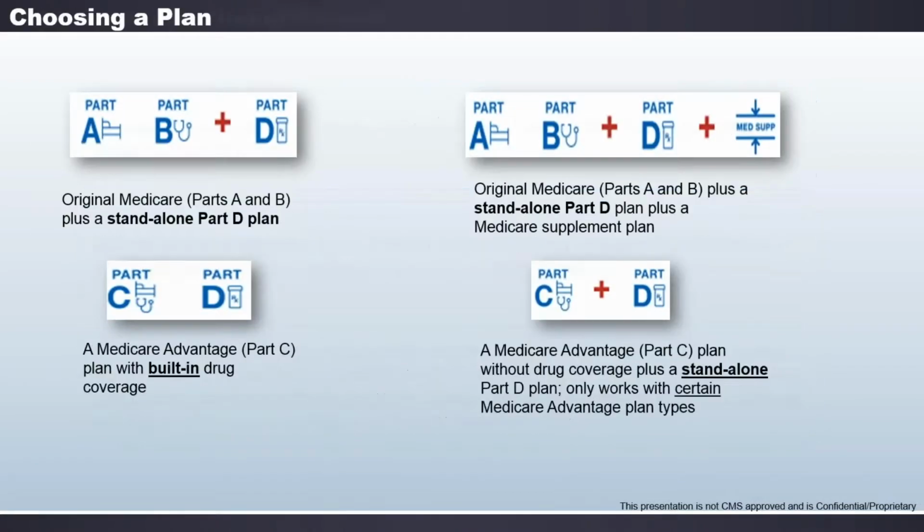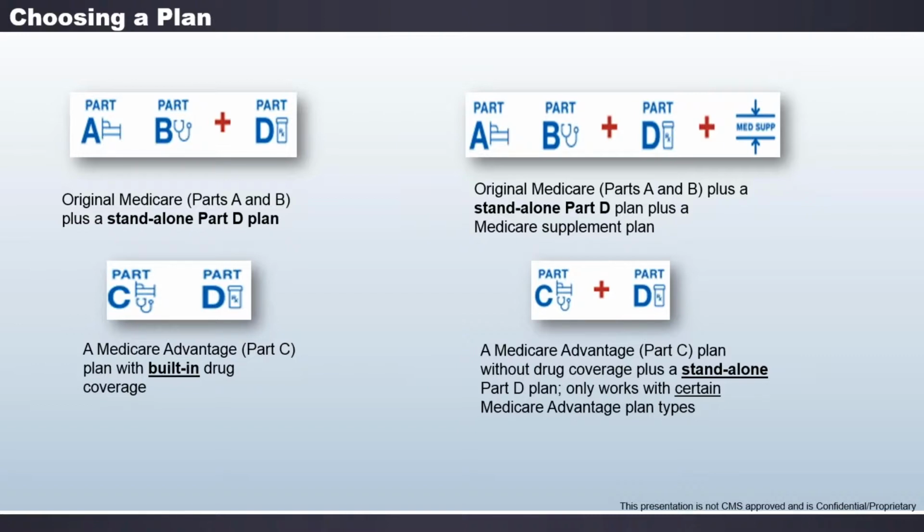And here are some various options for choosing plans to be able to have Part D. I think there's a total of 7 different ways that you can set up plans, but this is just giving you an overall look at being able to choose a plan for Part D and how you do it.